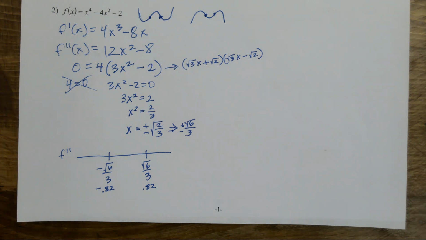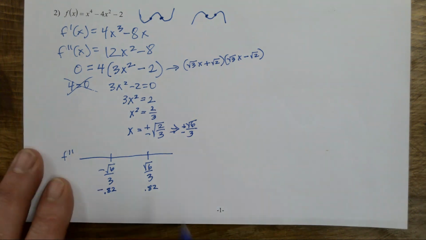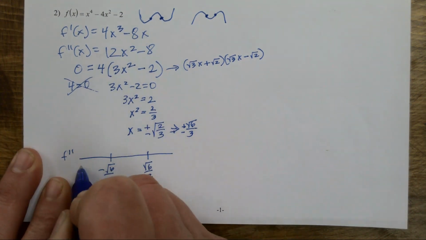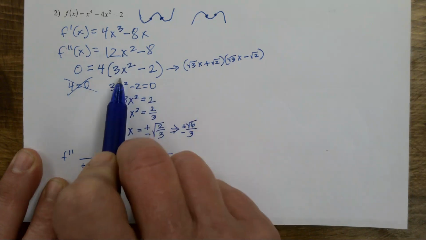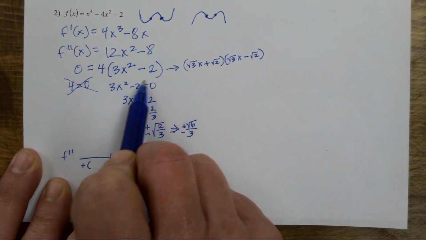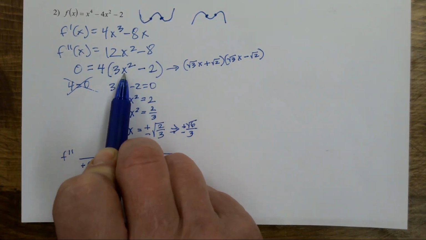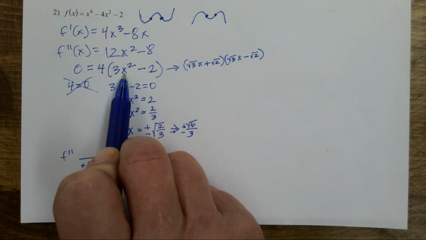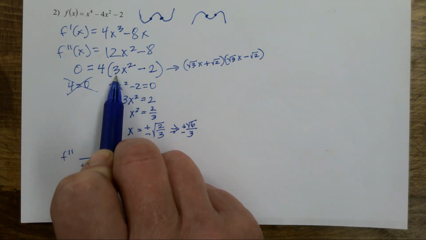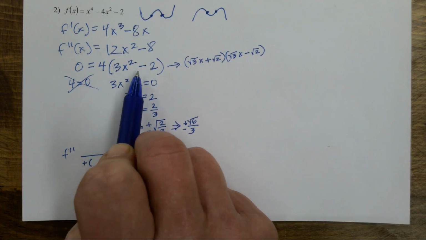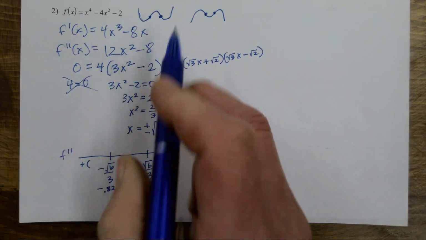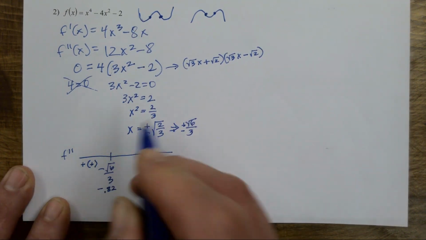So give me something to the left of negative 0.82. Negative 1. So the 4 is always going to be positive, and then I'll plug negative 1 in here. So I square negative 1, it becomes positive 1. I multiply it by 3. And then I subtract 2. And it looks to me like it's positive.